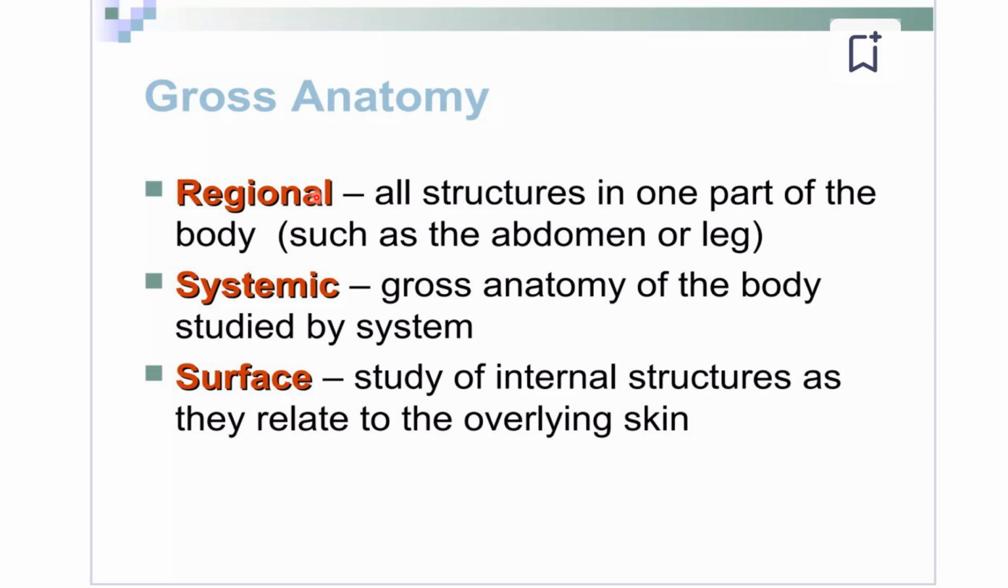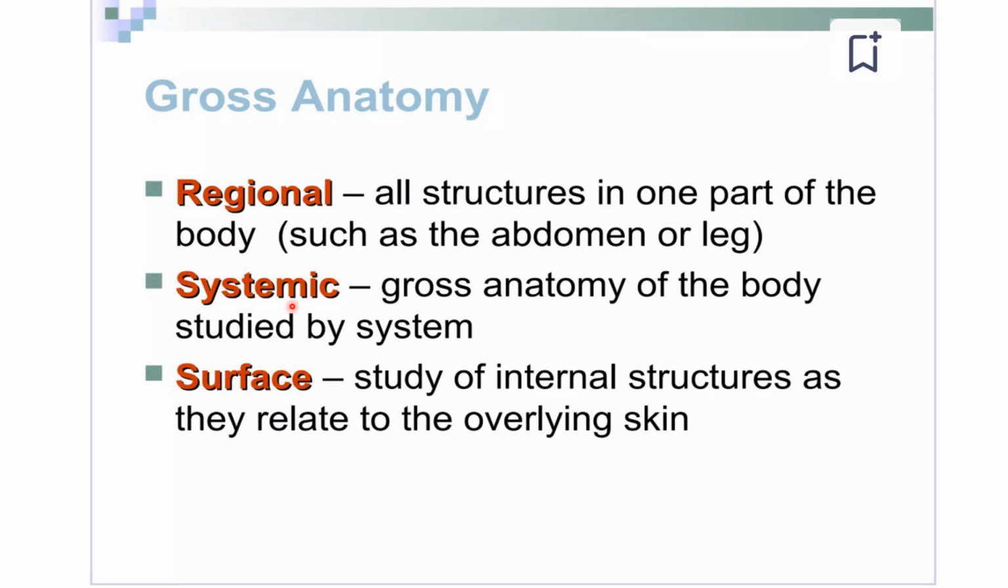Then you can come to systemic anatomy, or you can say systematic. Systemic anatomy actually is the organization of the body into functional units. So there's the nervous system, the cardiovascular system, the respiratory system, the digestive system, the genitourinary system. Now you can distinguish between regional and systemic anatomy. Then the surface anatomy is just the study of the internal structures as they relate to the overlying skin. This is not really important.